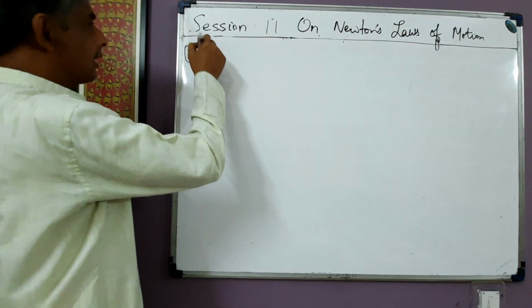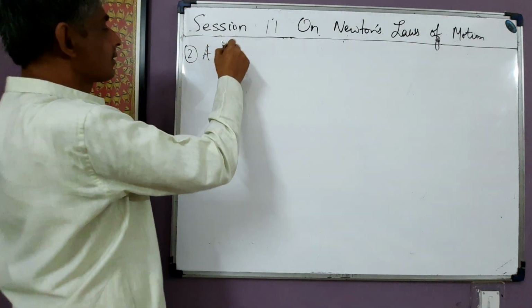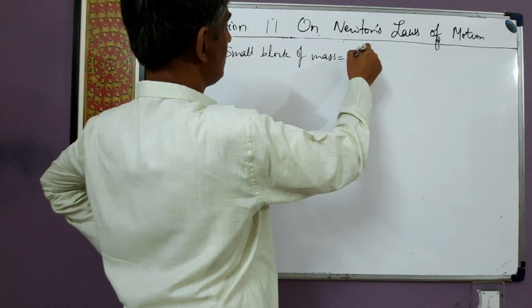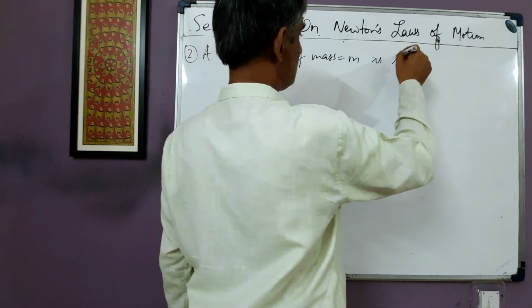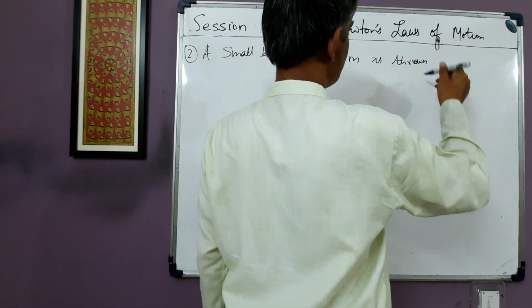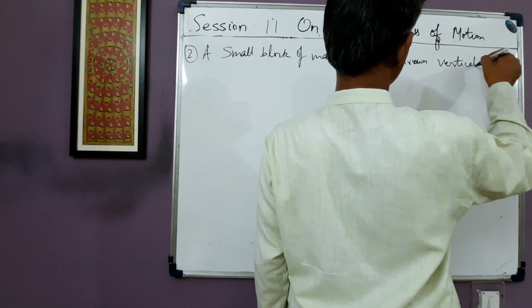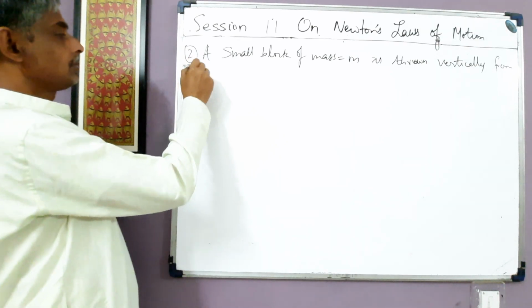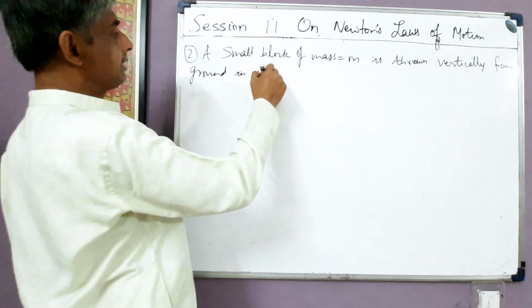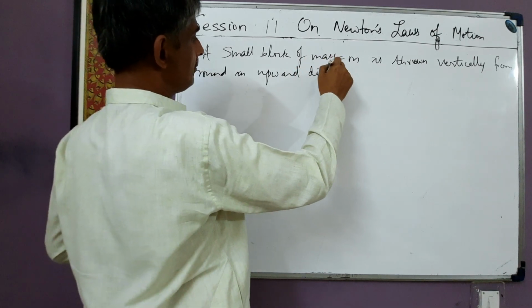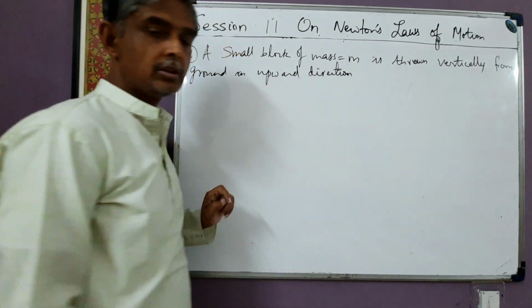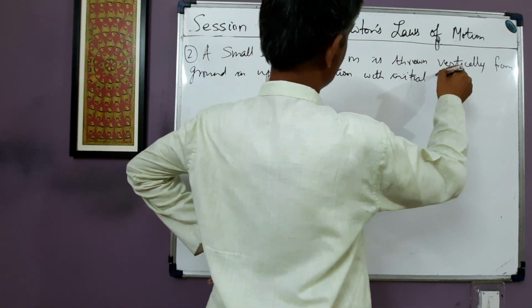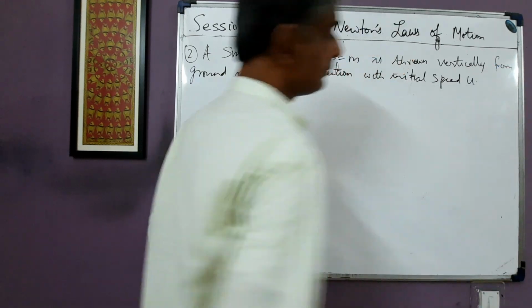Now I take up another question in this video. I'll write down the question first. A small block of mass m is thrown vertically from the ground in upward direction with initial speed u.